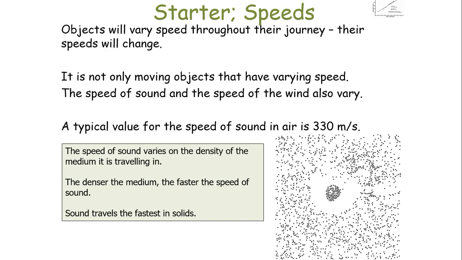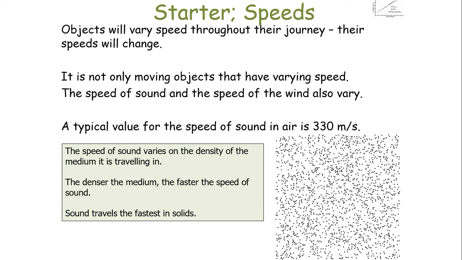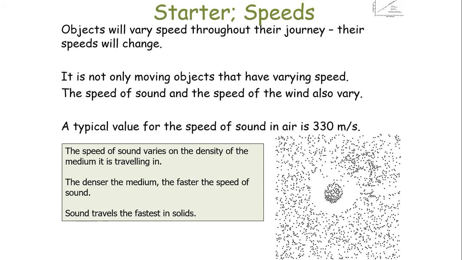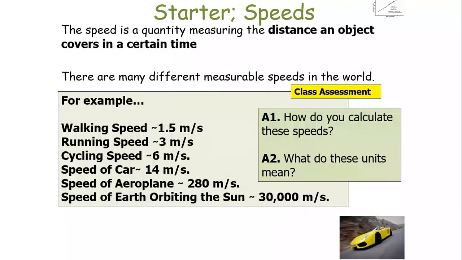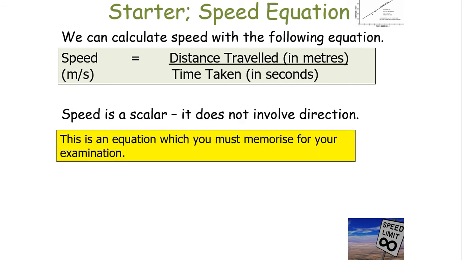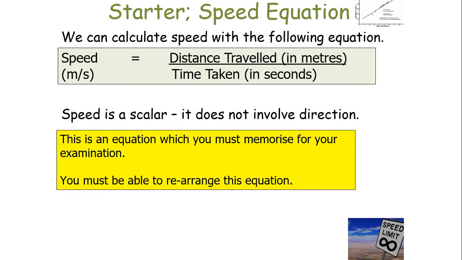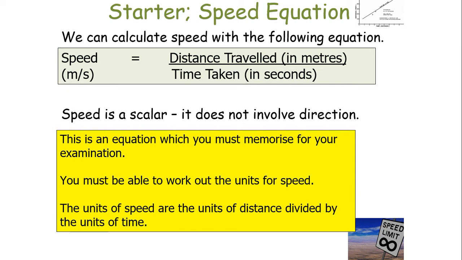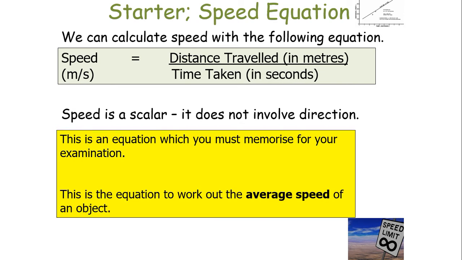Now, objects can vary in speed, not just humans, because sound can change speed, wind can change speed. So that's very, very important. But how do we calculate these speeds? Well, speed in meters per second is distance travelled in meters over time taken in seconds, which is an equation you must memorise for your examination. And you've got to be able to rearrange this equation and work out the units. Now, the units of speed are the units of distance divided by the units of time.